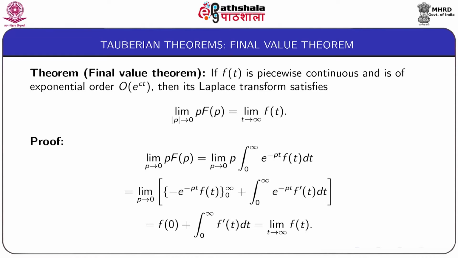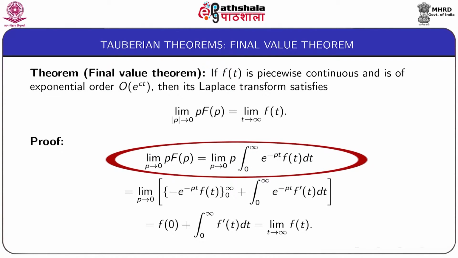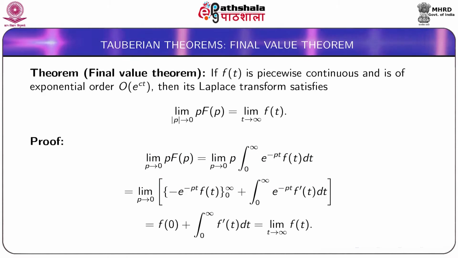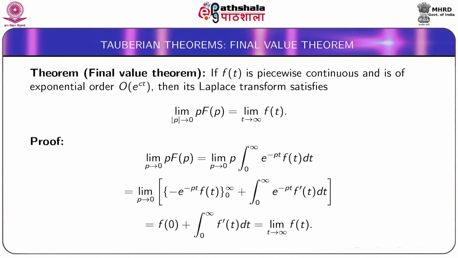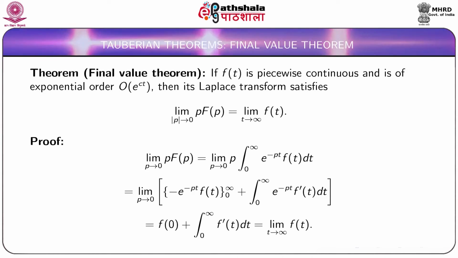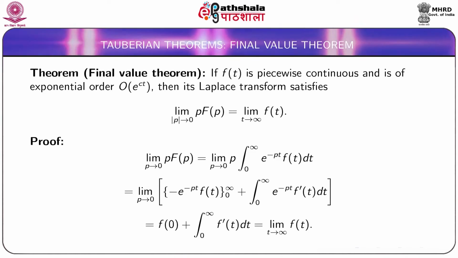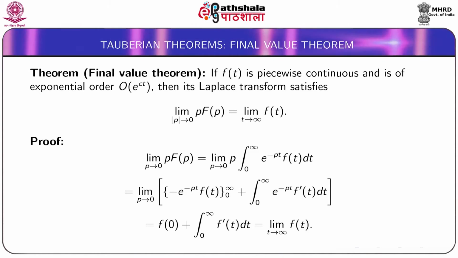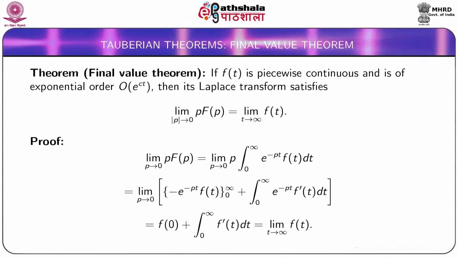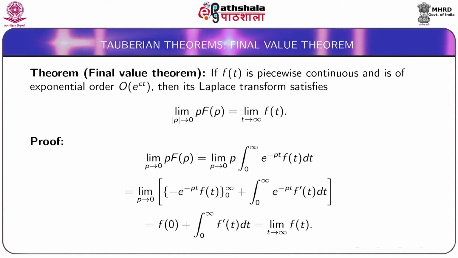For proof, we start with the left hand side, that is limit p tends to 0 p F(p) equal to limit p tends to 0 p into the integral from 0 to infinity e to the power minus pt f(t) dt. Here we have substituted the value of capital F(p), which is the Laplace transform of small f(t).